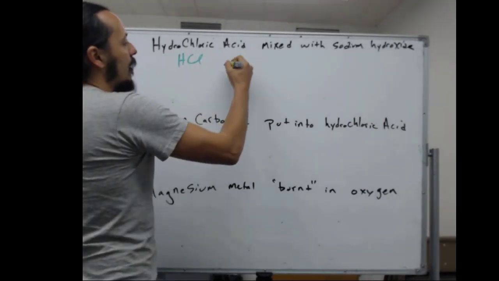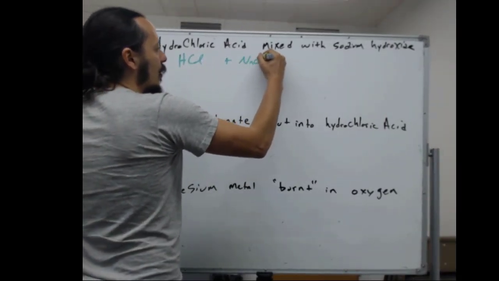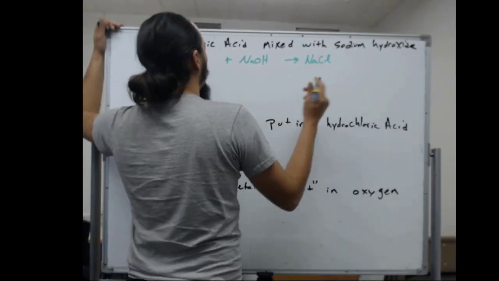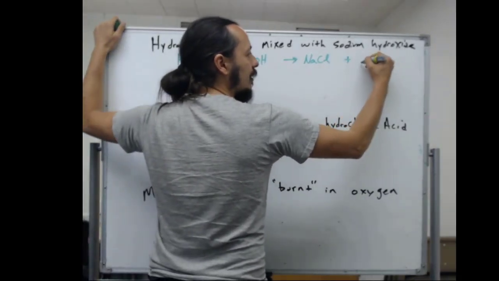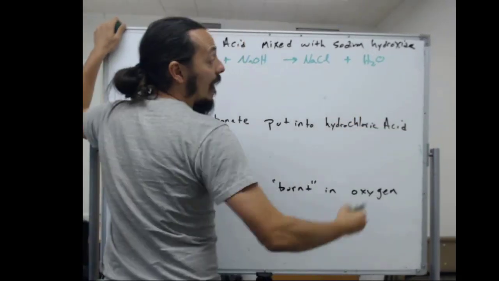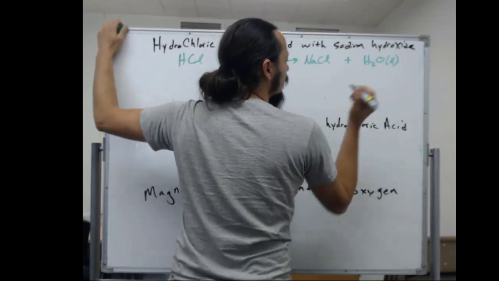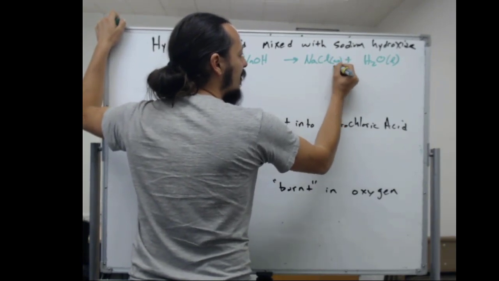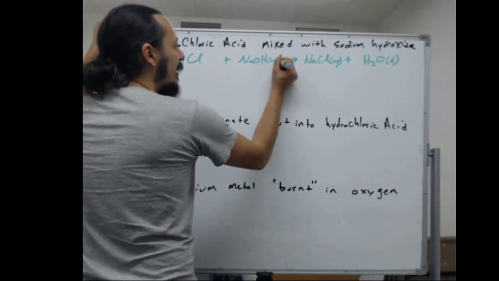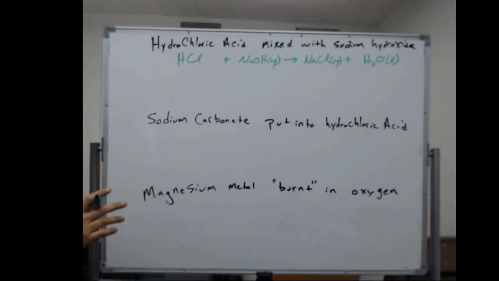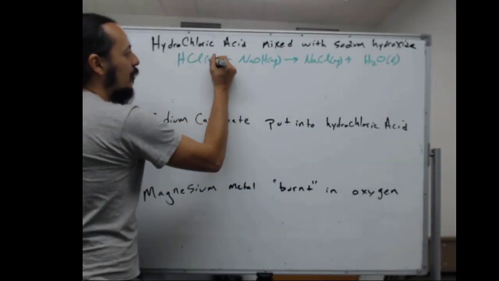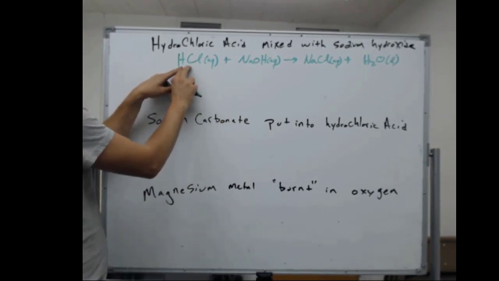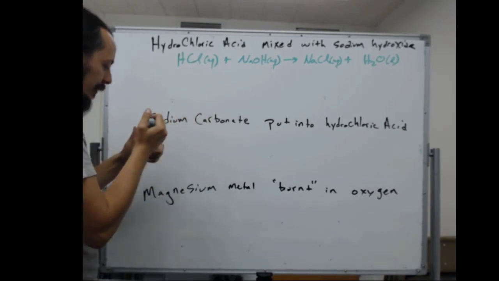HCl plus NaOH goes to NaCl from that flip-flop plus H2O. H2O is a liquid. NaCl from our common solubility rules is aqueous. NaOH is also aqueous. And HCl, being one of our strong acids, is also going to be aqueous. Because there's a big difference in electronegativity between the H and the Cl, this acid is going to dissociate.